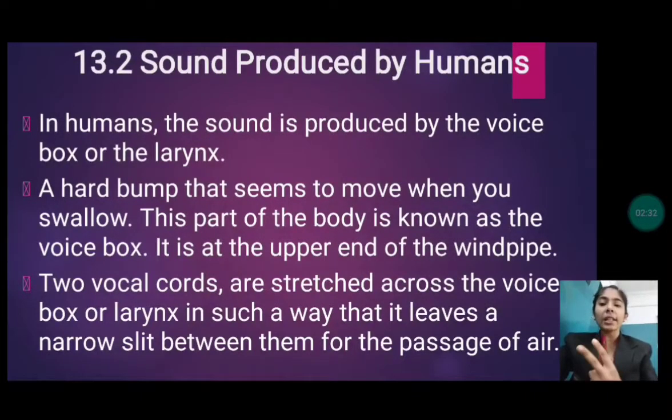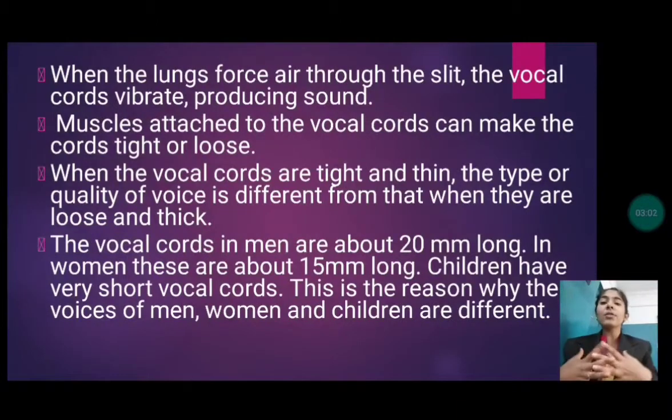Two vocal cords are stretched across the voice box, or the larynx, from the two sides, in such a way that they leave a narrow slit between them for the passage of air. So from the two sides the vocal cords are stretched, and in the middle there is a passage left for the passage of air. And when the lungs force air through the slit, the vocal cords vibrate and produce sound.